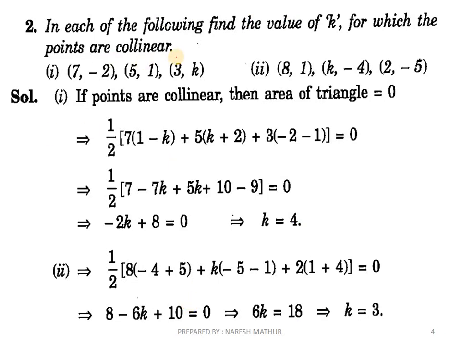In the second question, we need to find the value of k for which the points are collinear. Collinear means what? In a single line. We have discussed collinearity in the first exercise 7.1 also. Now what is the relation between collinear points and the area of a triangle? Just see this. Let's say we have a triangle ABC, and this one is A.